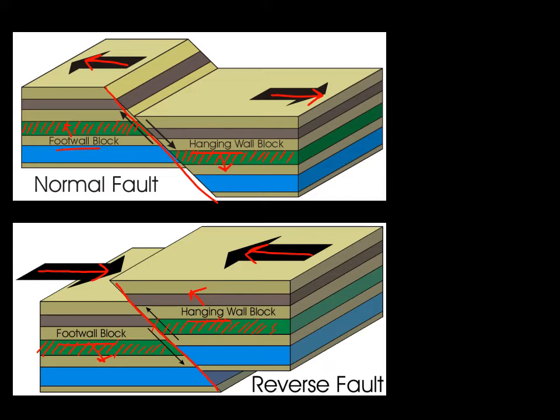Notice in both of these cases, the surface is offset here. We form what's called a scarp, a fault scarp. This is where the surface is offset because this type of faulting produces vertical motion and can offset the surface.